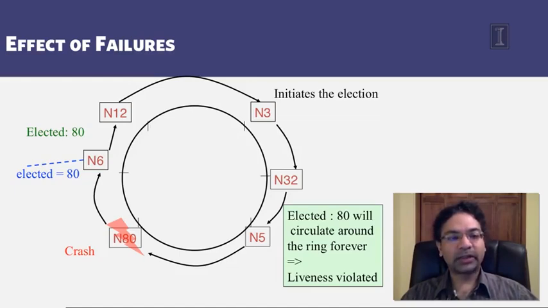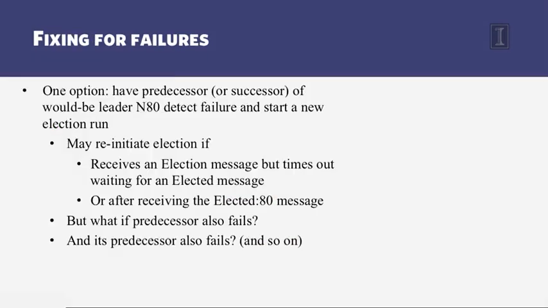Unfortunately, because N80 has crashed, even if the ring were reorganized so that N5 had a new successor of N6, this elected message saying the new leader is 80 would circulate around the ring forever, essentially. So liveness would be violated over here, and this protocol would not terminate. So one option to fix failures is to have the predecessor or maybe the successor of the would-be leader N80 detect its failure and start a new election run if N80 stops responding.